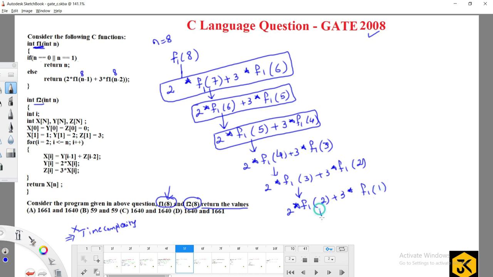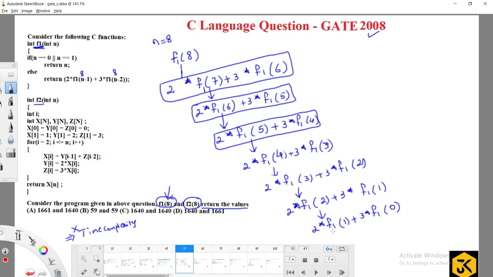Guys, I would like to compute f1 of 2. Is 2 double equal to 0? No. 2 double equal to 1? No. So it is going to execute the else block: 2 into f1 of 2 minus 1, that is 1, plus 3 into f1 of 2 minus 2, that is 0. This is where our program is going to terminate.